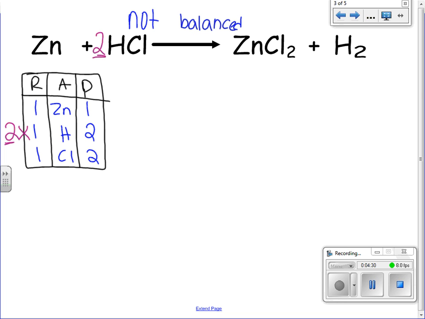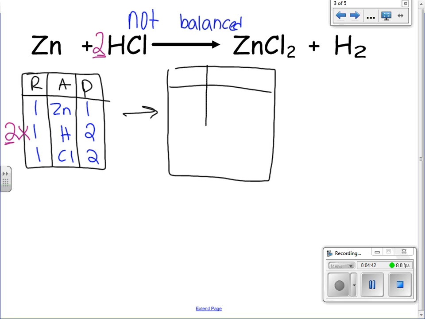Great. And so let's rewrite our RAP table to see what changed when we added this coefficient to our equation. So we'll rewrite our RAP table like this. Same format applies as always. And then again, our elements are zinc, hydrogen, and chlorine. We haven't changed anything about the number of zinc atoms we have on both sides. We still have 1 zinc in the reactants and 1 zinc atom in the products.